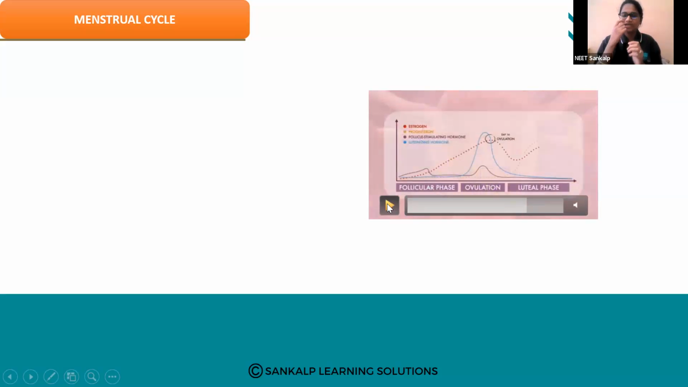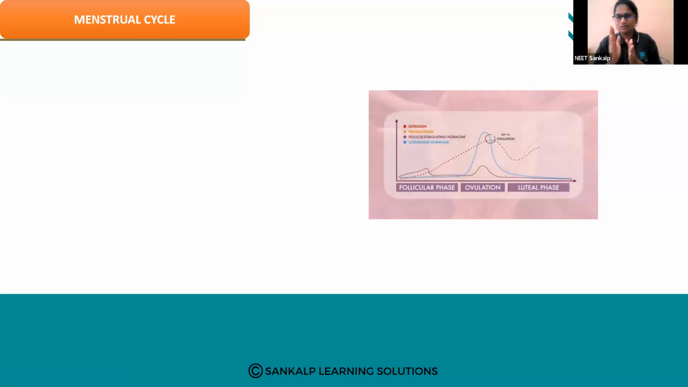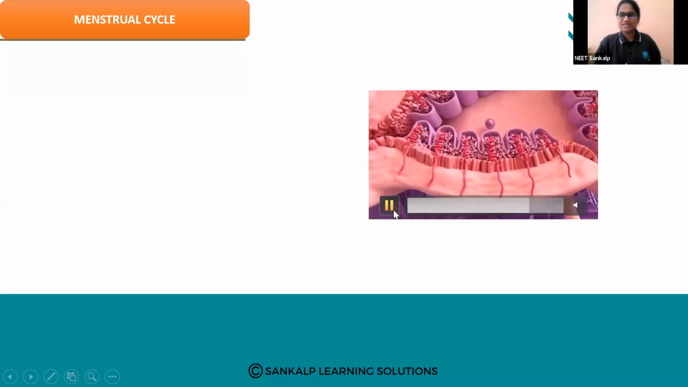Yes. So here what happens, guys? The oocyte is released in the ovulation. Now the luteinizing hormone level is down, and the follicle stimulating hormone level is down. Now again there is an increase in estrogen and progesterone, which makes that Graafian follicle, which is there without the oocyte, be converted into the corpus luteum, which secretes this progesterone and estrogen. See here, the thickening.